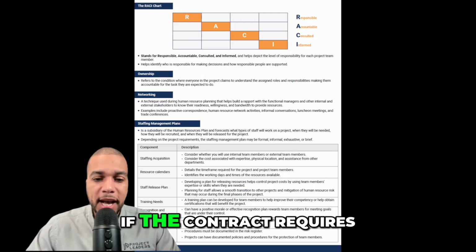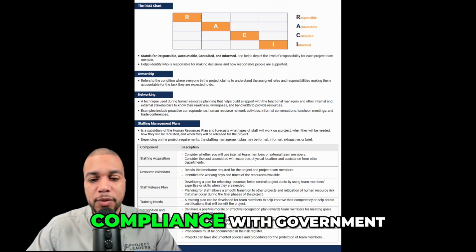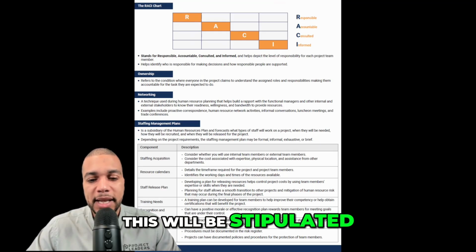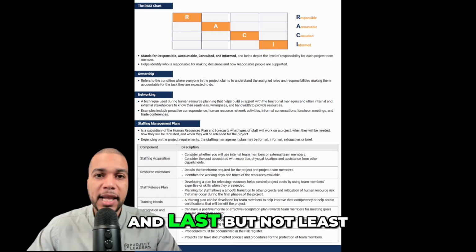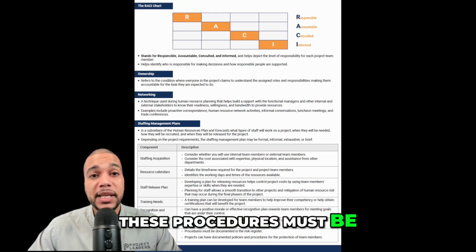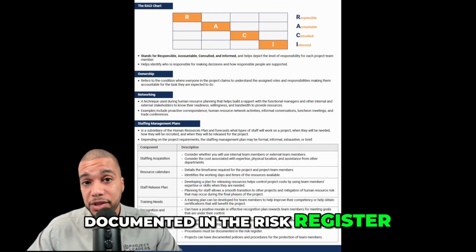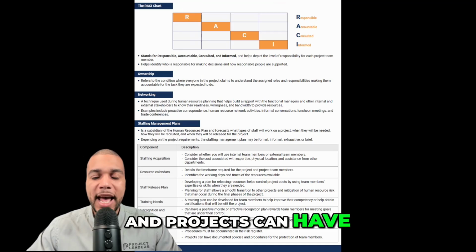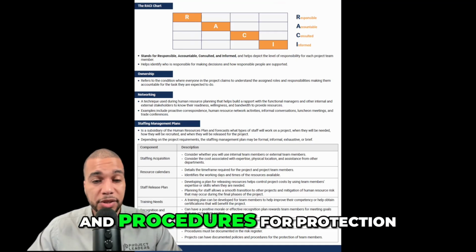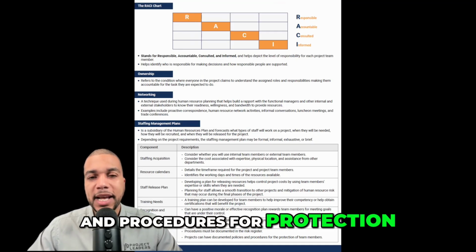Compliance. If the contract requires compliance with government regulations or other standards, this will be stipulated in the staffing management plan. And last but not least, safety. These procedures must be documented in the risk register, and projects can have documented policies or procedures for protection of these team members.